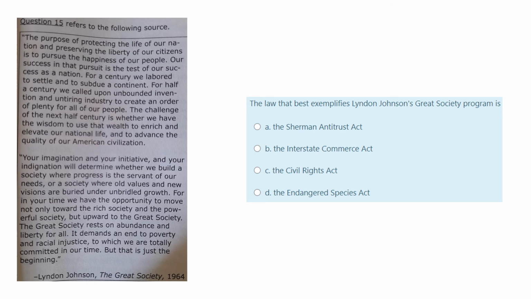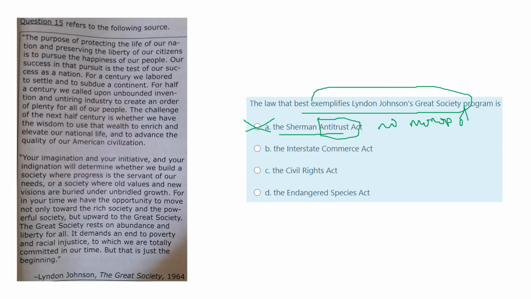Now, question 15. The law that best exemplifies Lyndon Johnson's Great Society is what? The Sherman Antitrust Act. This was very early in the 20th century. Antitrust meant no monopoly. So this was about economics. The Interstate Commerce Act is about trade. Civil Rights Act is about people's rights. Endangered Species Act is about animals. So is it about trade, people's rights, or animals?